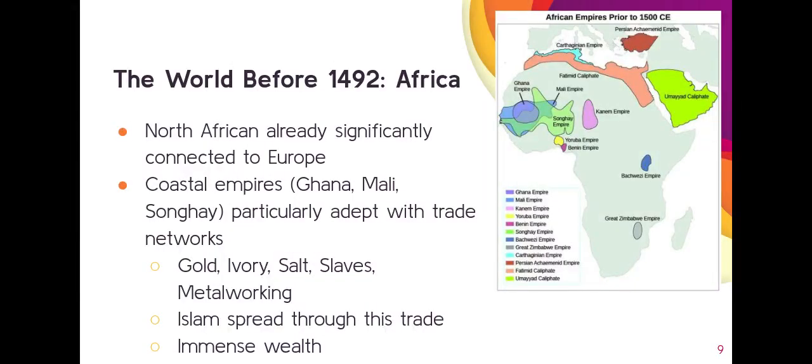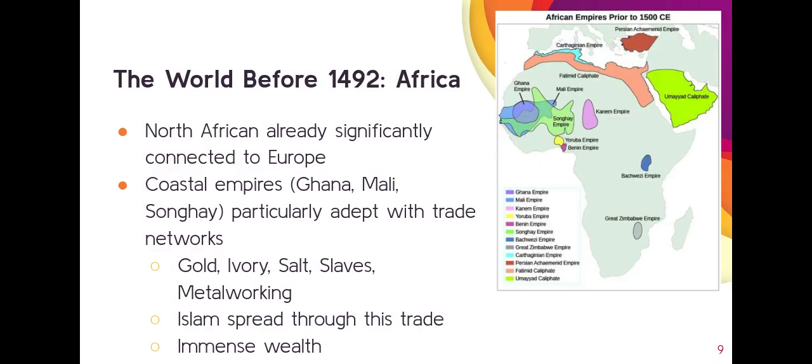Looking at Africa, Africa was not isolated before 1492 like the Americas. In fact, especially North Africa was already significantly connected to Europe. And so through the Mediterranean Sea, we see a lot of trade occurring. We see the Portuguese especially taking advantage of the trade opportunities within Africa. We see coastal empires being particularly adept with trade, as they have to find ways to bring resources all the way across the Saharan desert.